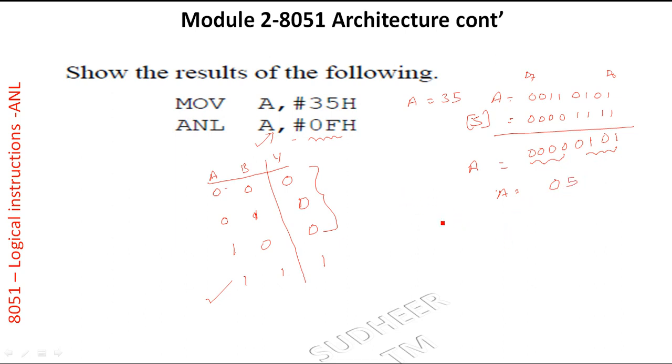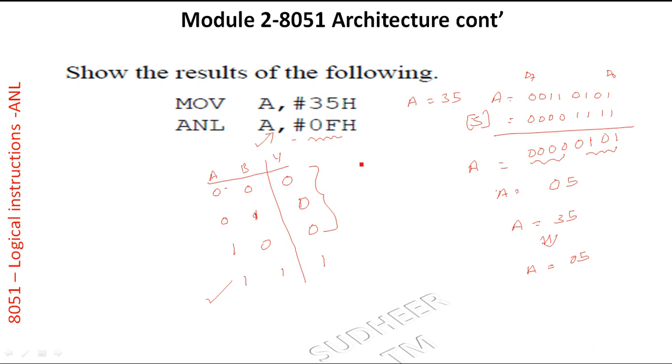So before the instruction, accumulator was 35. After the instruction, accumulator is equal to 05. So lower order bytes is not affected, higher order bytes is 0 after the instruction. That means these instructions we can use to mask, to clear a particular nibble within the accumulator.